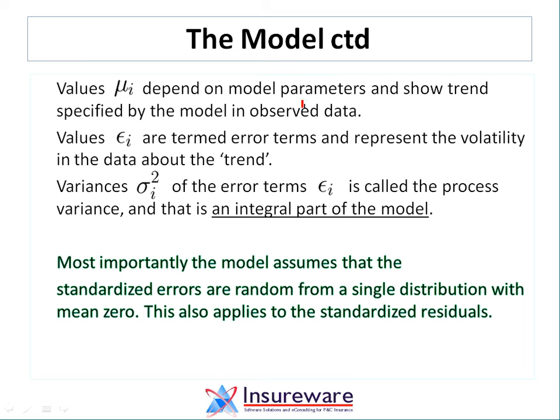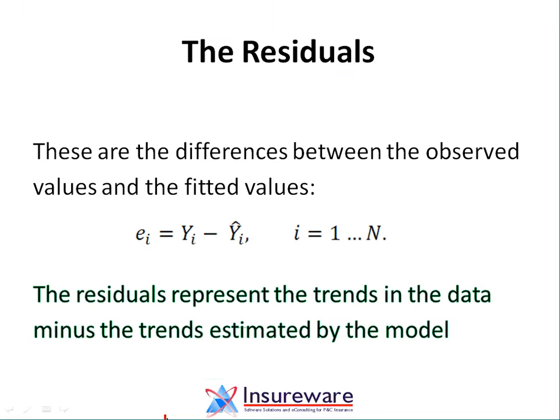So the mu I depend on some parameters. The epsilon I are called error terms. So usually the volatility of the data around the trend structure. The trend structure is represented by mu sub I, and these are the variances of the error terms which form an integral part of the model. That's part of the model. Most importantly, the model assumes that the standardized errors are random from a single distribution with mean 0. This should also apply to the standardized residuals. The residuals are estimates of these errors. Okay, but the errors are part of the model.